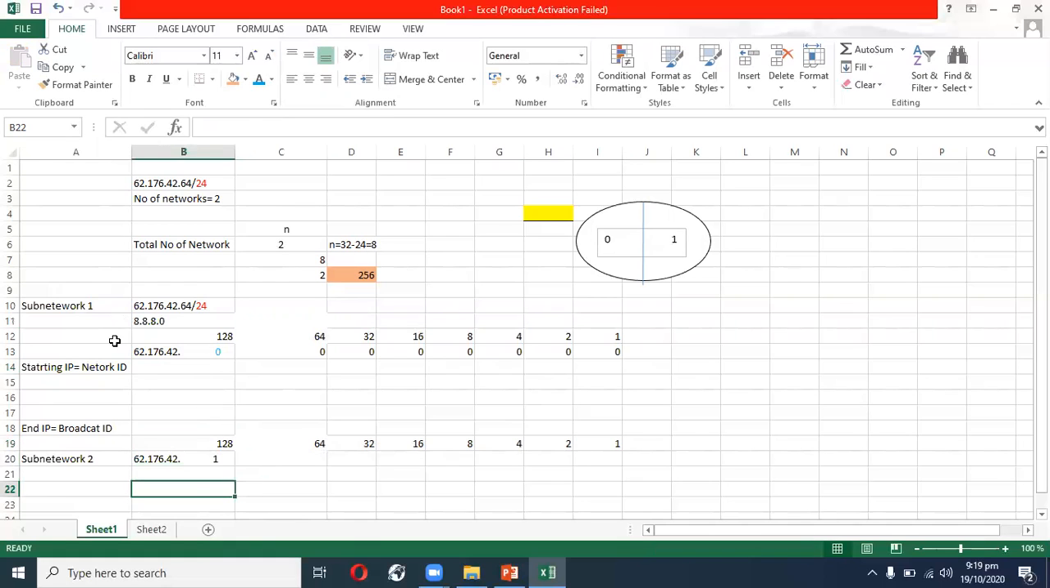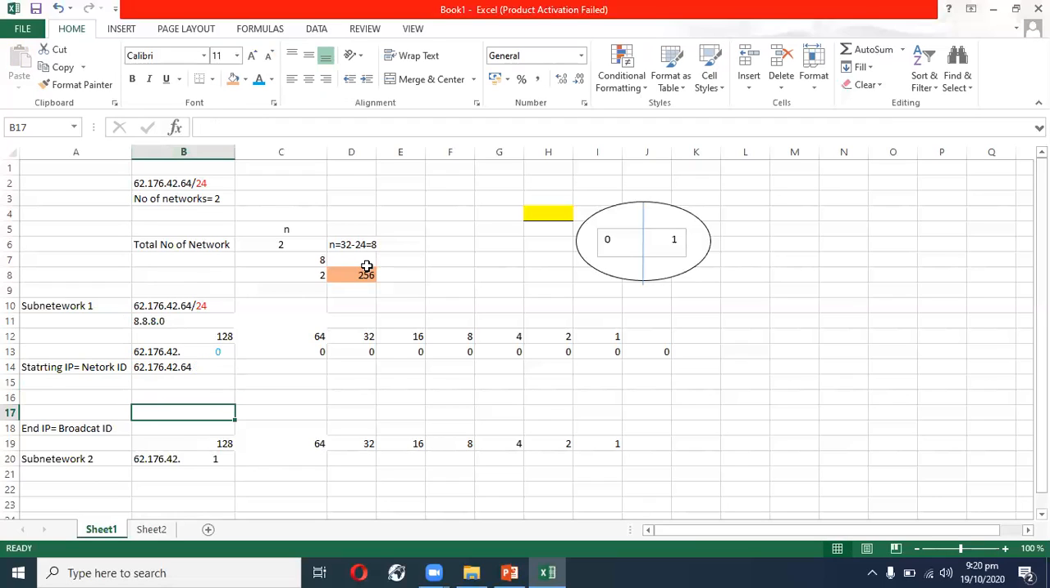So now let's find the starting and ending IP of the first network. Because they're all 0, when we add all of them, we will get 0. So our starting IP, which is also known as the network ID, will become 62.176.42.64. So this is our network ID, where it starts.